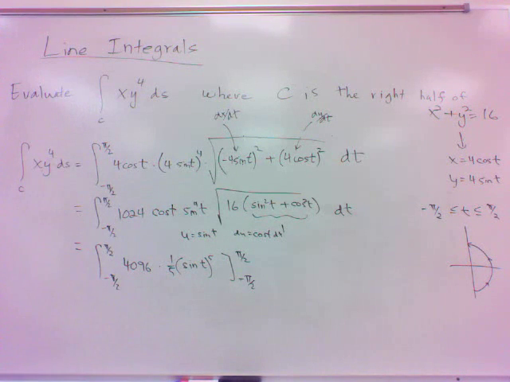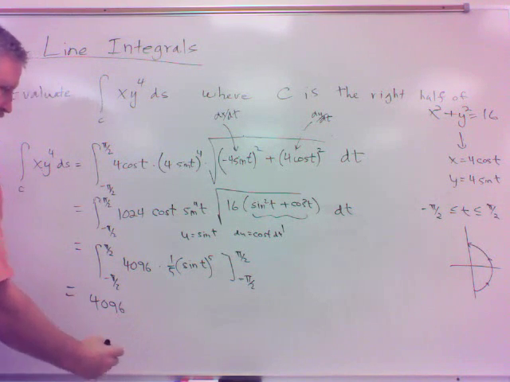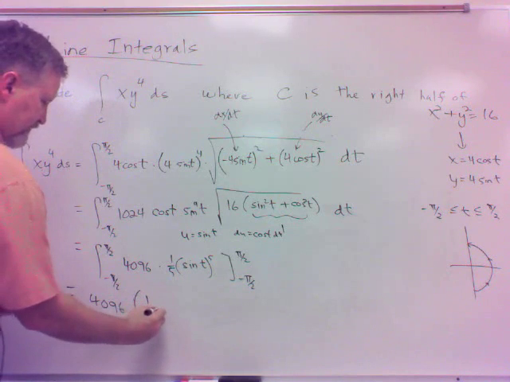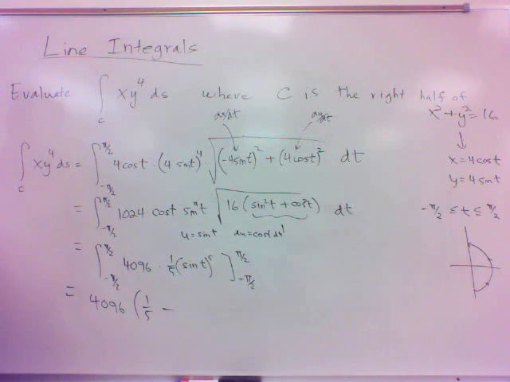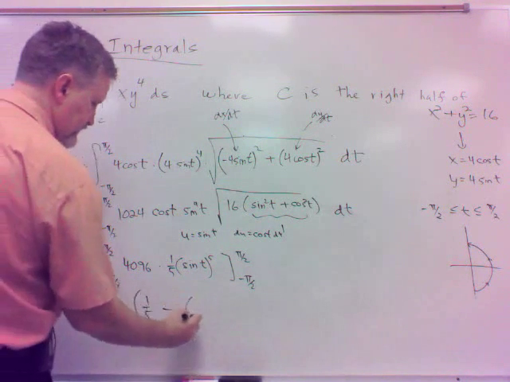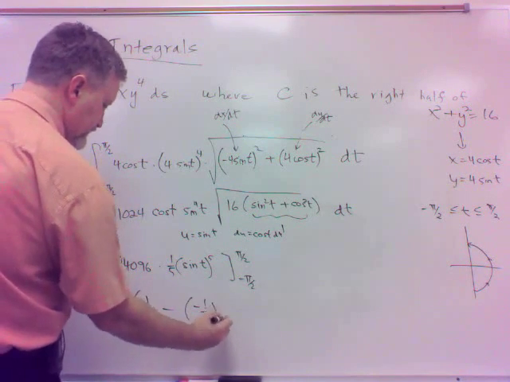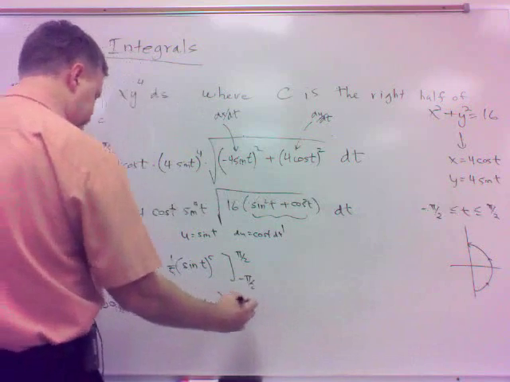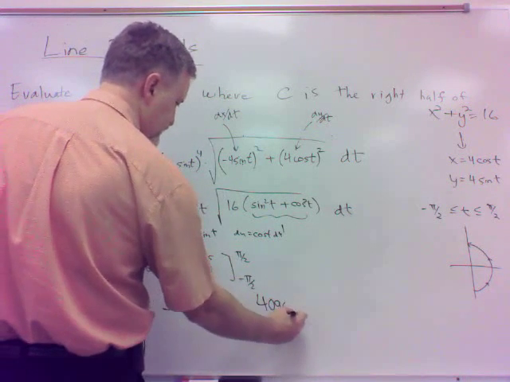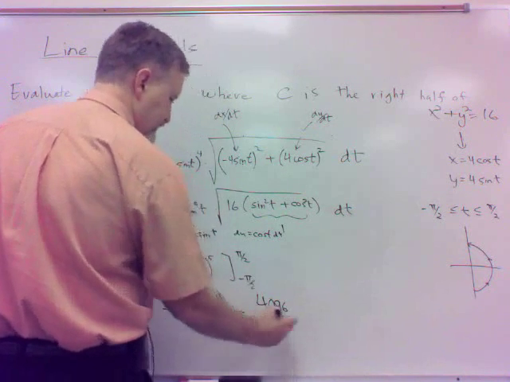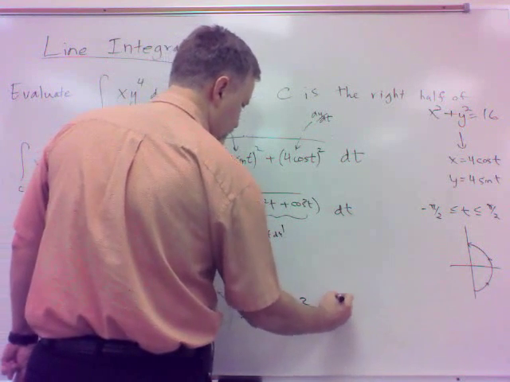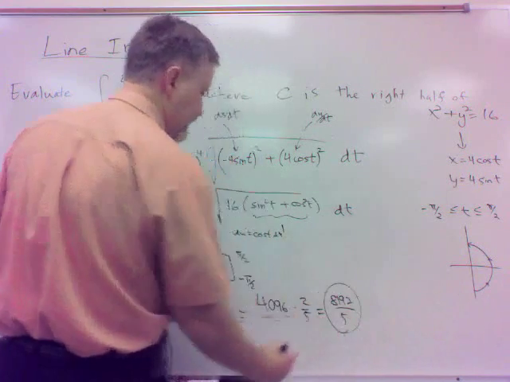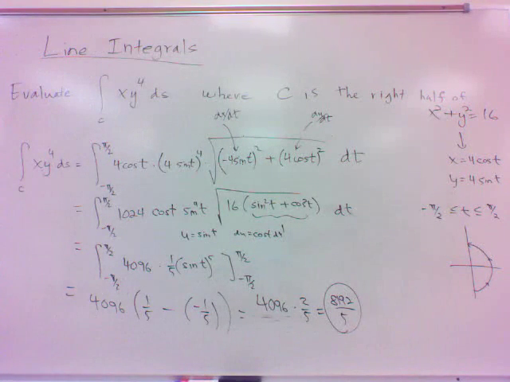All right, so what do we got there? Sine pi over 2 is 1, so we got 1/5 minus, negative pi over 2 sine is negative 1, and negative 1 to the 5th is negative. So is that 8192? It'll be 4,096 times 2/5, so yeah, that's 8192 over 5. That's what I get. Sound good?